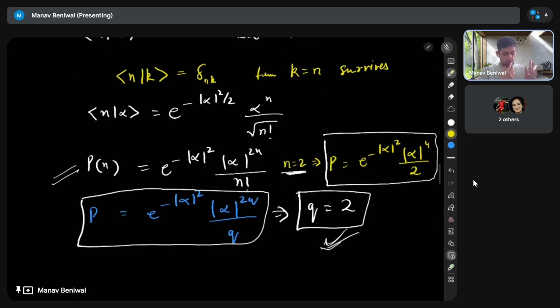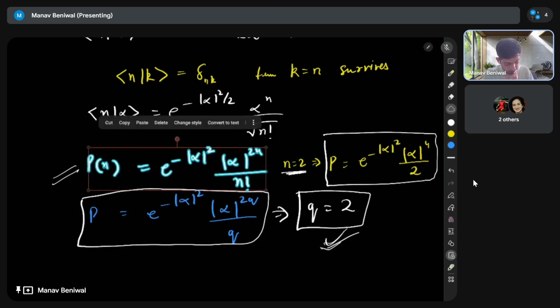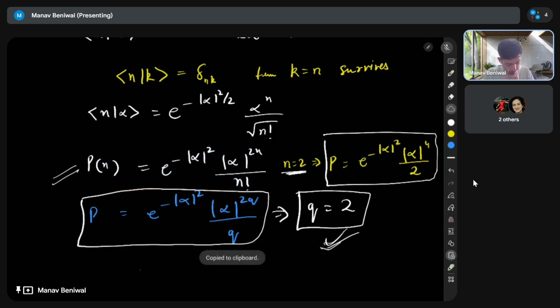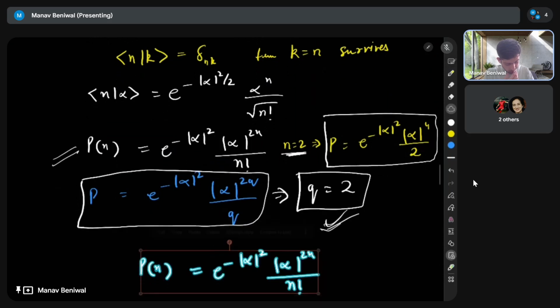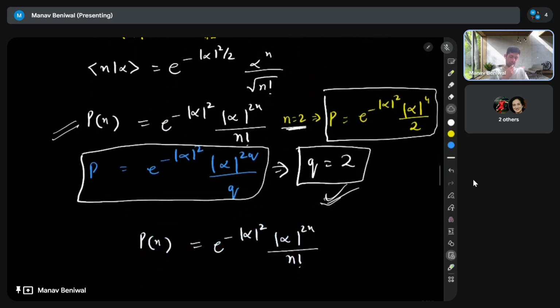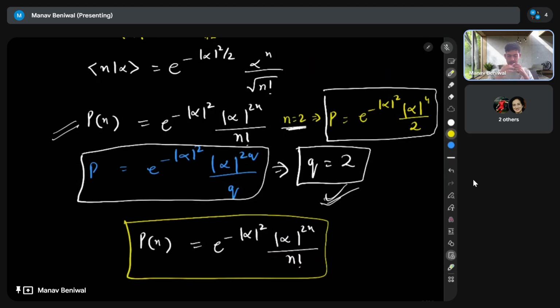Now, one comment that I can make, so let me bring this one down here. So this is what we find, right? Let me copy this and paste it here. Yeah, so this is what we find, correct? Can you comment on this probability function? Like, does it look familiar to you? Have you seen this kind of a function before?